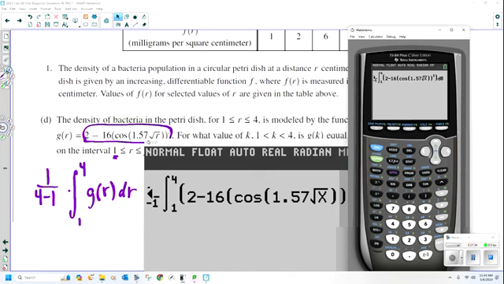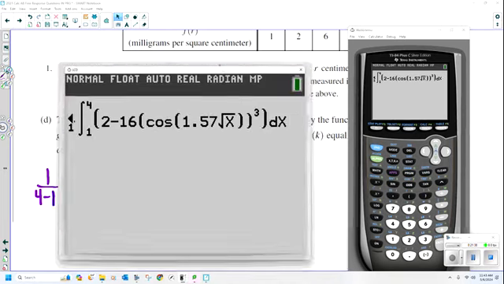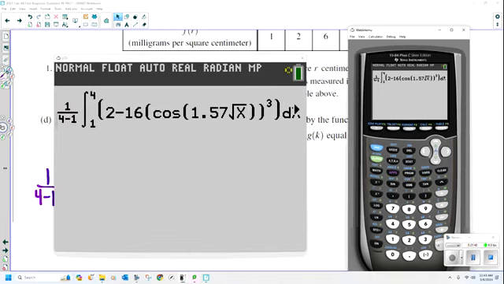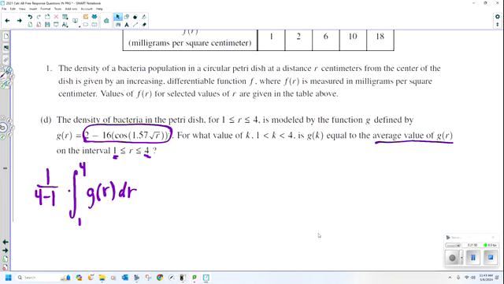Okay, that was a lot to type in. But it's typed in, it's great. We got this great little thing here. Let's hit enter. And we get 9.87579, let's call it. This is approximately 9.87579. So what are they saying should be equal to this?